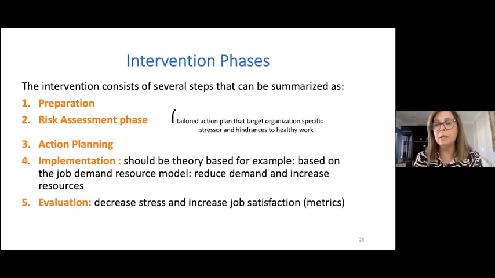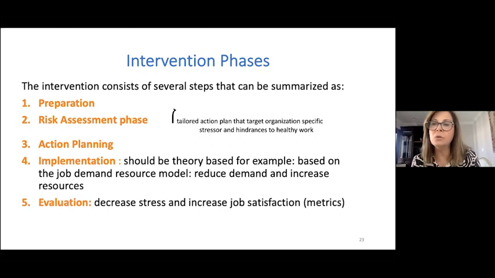Finally, evaluation. More and more organizations are interested to know what we have achieved. So having an evaluation plan is very important, and having specific objectives is very important. Sometimes we refer to these objectives as SMART objectives. SMART is basically specific, measurable, attainable, reliable, and timely. You want to make sure that whatever change you are planning to do, you can actually measure it.